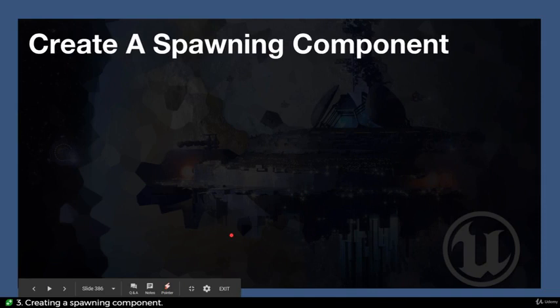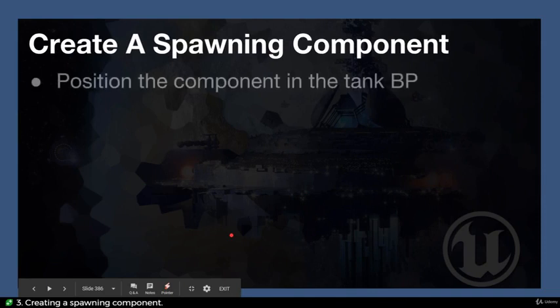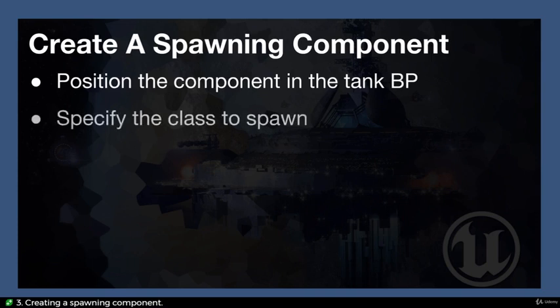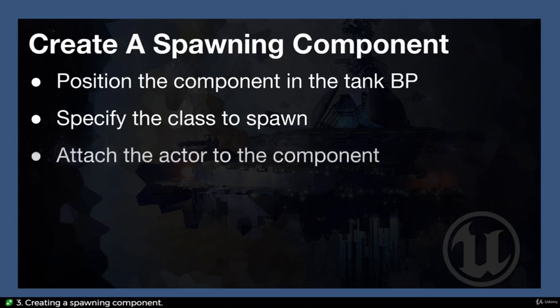So this is going to be a challenge for you. You should be able to position the component in the tank BP. You should be able to create this component, put it in the hierarchy somewhere in the tank BP to be a spawn point for where the wheel is going to spawn. I'd like you to be able to specify the class that it's going to spawn. This component can be as generic as possible, but it should be able to specify that we want the wheel. And then you can attach the actor to the component using the attachment knowledge you now have.